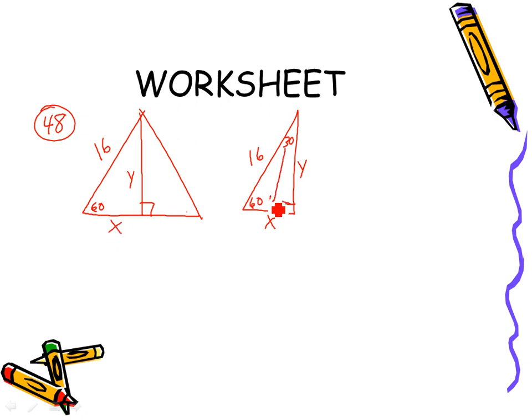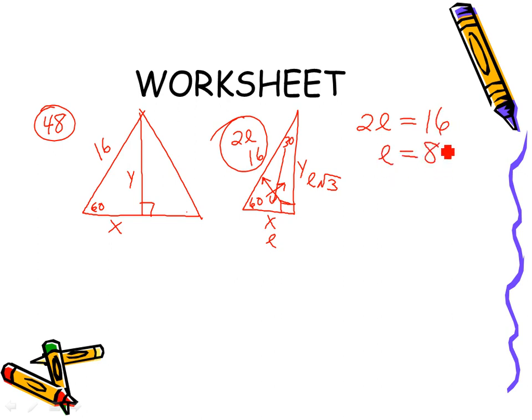Side across from the 30-degree angle should be L. Side across from the 60-degree angle is L radical 3. Side across from the right angle is 2L. Well, this time they told us that side. So we know that 2L should equal the number they told us, which was 16. So L has to equal 8.